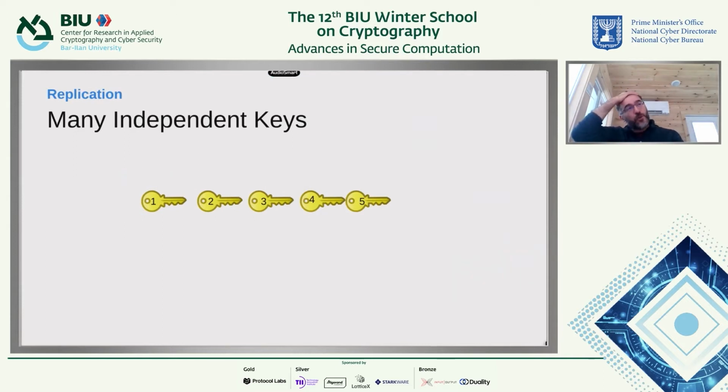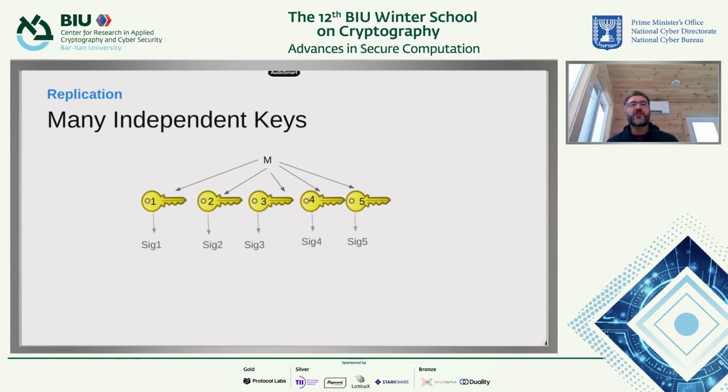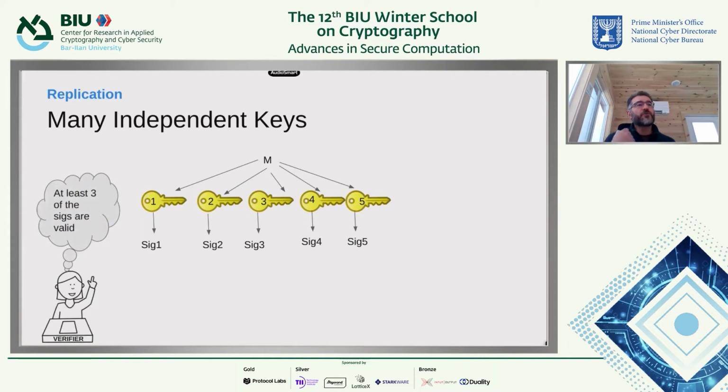So the basic solution to do this is to replicate your keys. Instead of having one key, you can create many independent keys. In this picture, for example, 5. When you sign, each key will sign the message independently, and what you change is the verification algorithm.